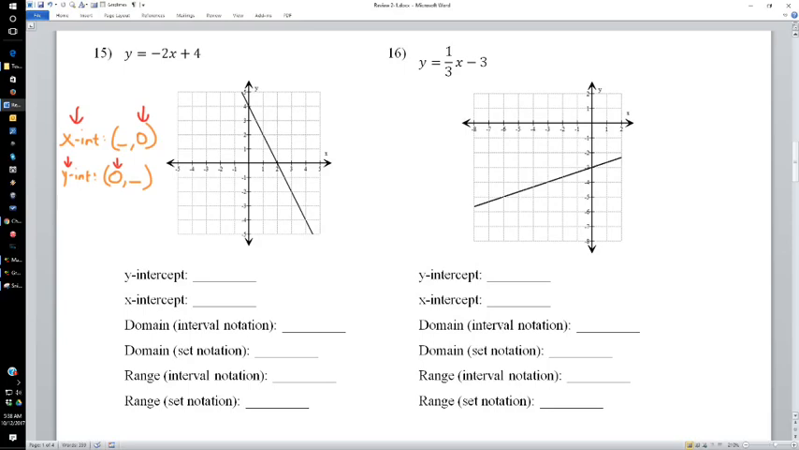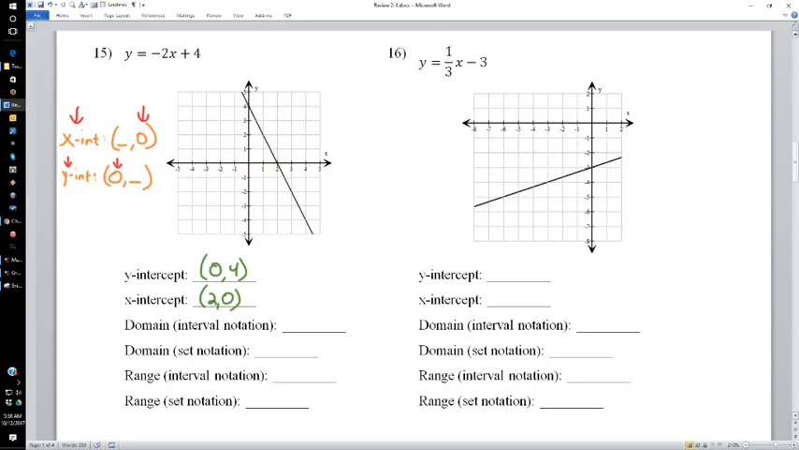All right. So for this one, where does it cross the y-axis? Here's your y-axis, and it crosses it right there at 4. So your y-intercept is at 0, 4. Your x-intercept is where it crosses the x-axis. So that's at the point 2, 0. And that literally is those coordinates. My x is 2, my y doesn't go up or down.